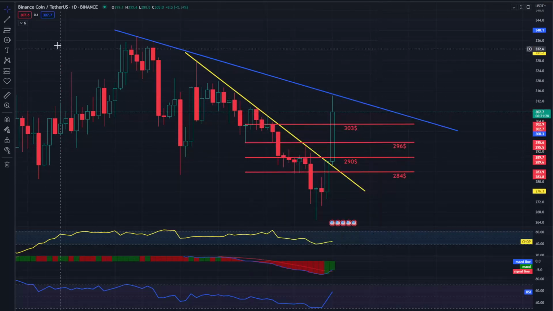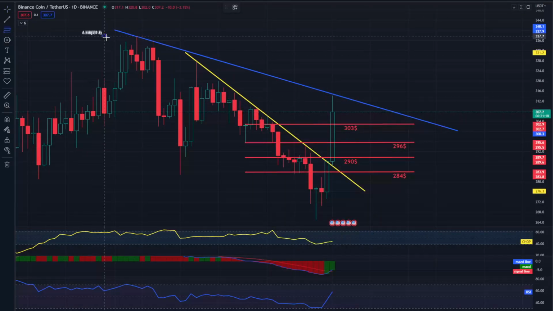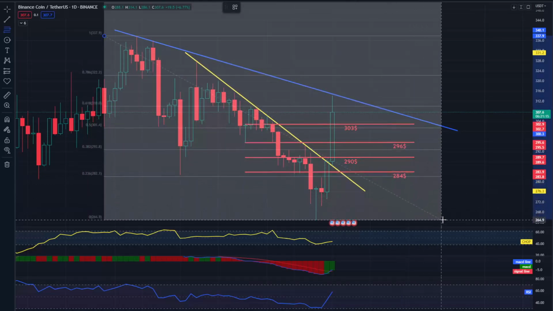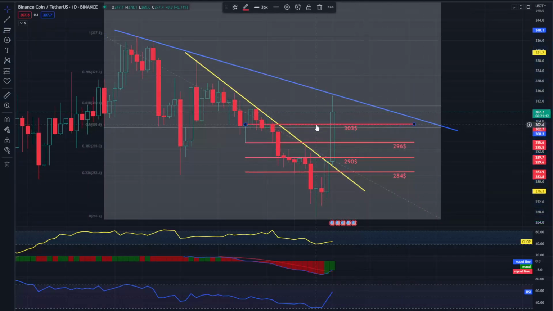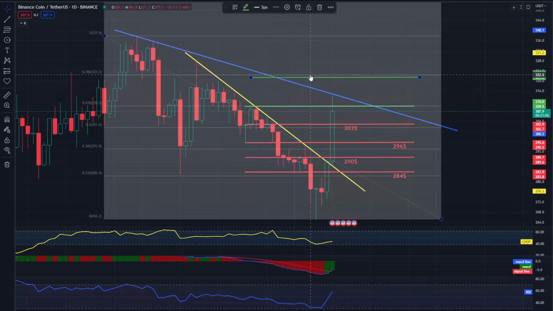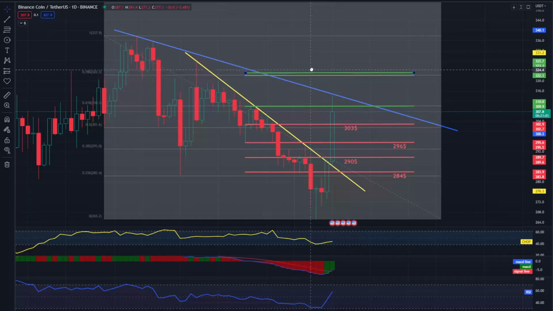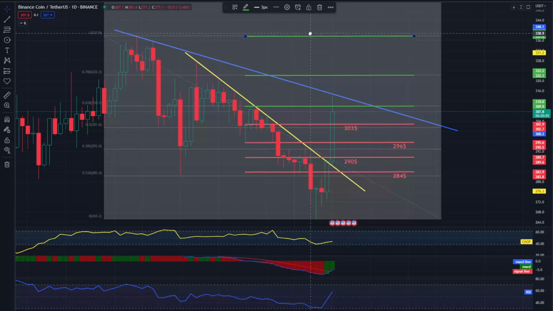Looking the other way, we can also determine the places where the price should be on the upward path. And here we have the first very strong resistance at the price of $310, which the price touched, however, it quickly returned. The next resistance is at the price of $322, and then the third resistance at the price of $338.